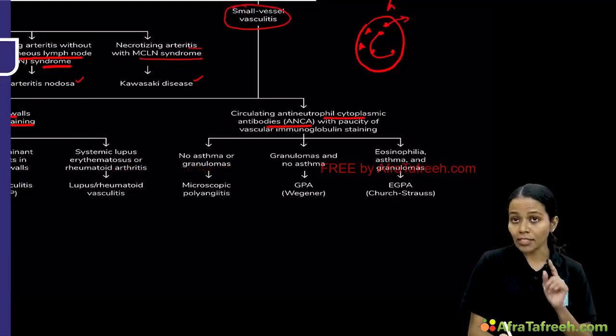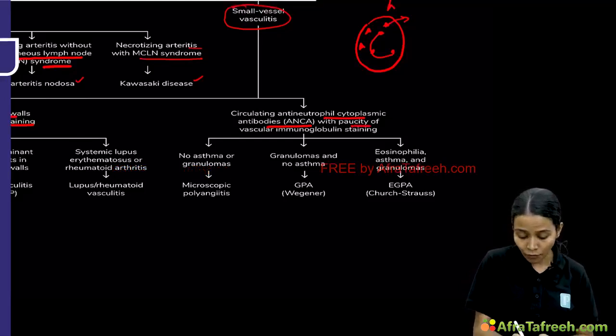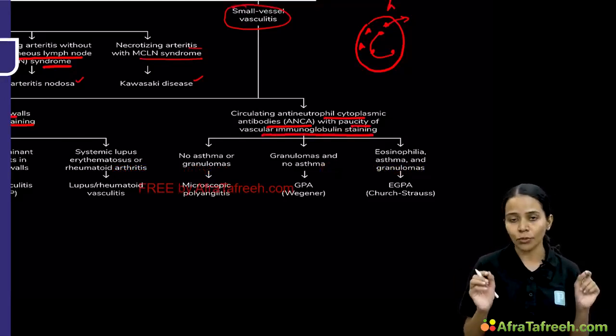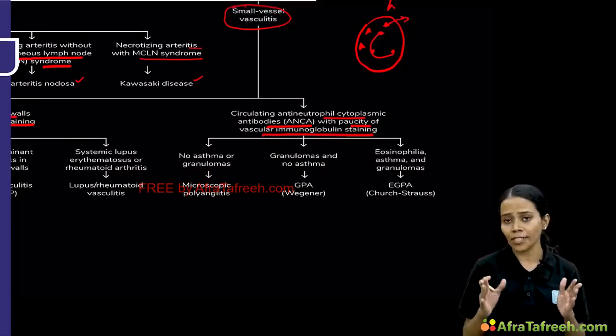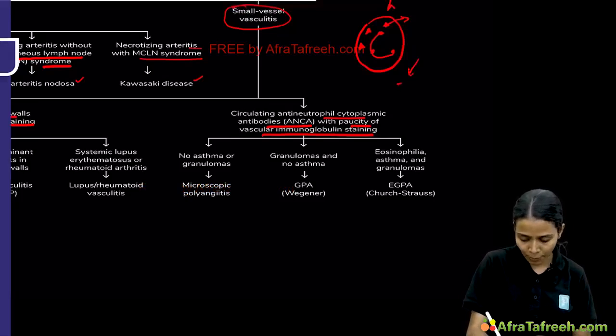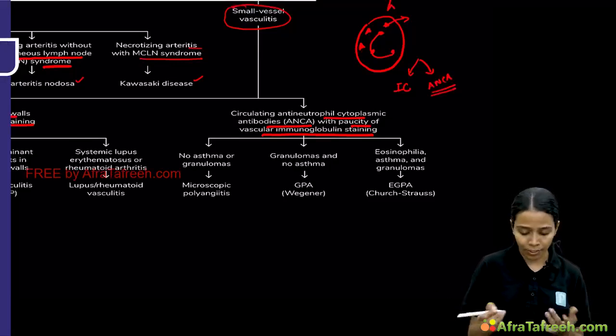So with this, antibodies will be there and there will be a paucity of vascular immunoglobulin staining, but you can't find these antibodies bound to the blood vessel. That is why you call it ANCA-associated vasculitis. Now, based on this classification, we learned that there are two classifications, right? One is immune complex mediated and another one is ANCA mediated. Now ANCA can be further classified into three types.